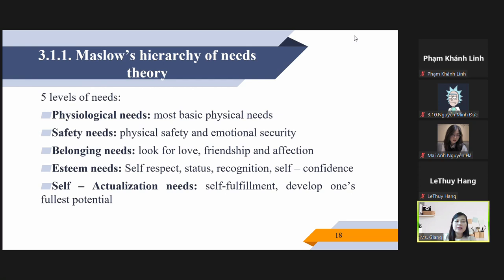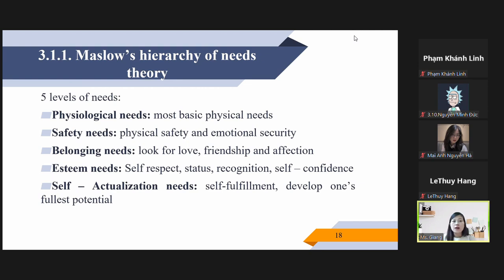Belongingness. Belongingness, what is it? Nhu cầu xã hội hay là nhu cầu quan hệ. We have the need to look for love, friendship, and affection. Nobody wants to be alone. They want to have family. They want to have husband, wife, lover, etc. They want to have relationships with other people in the society. So it is the belongingness.